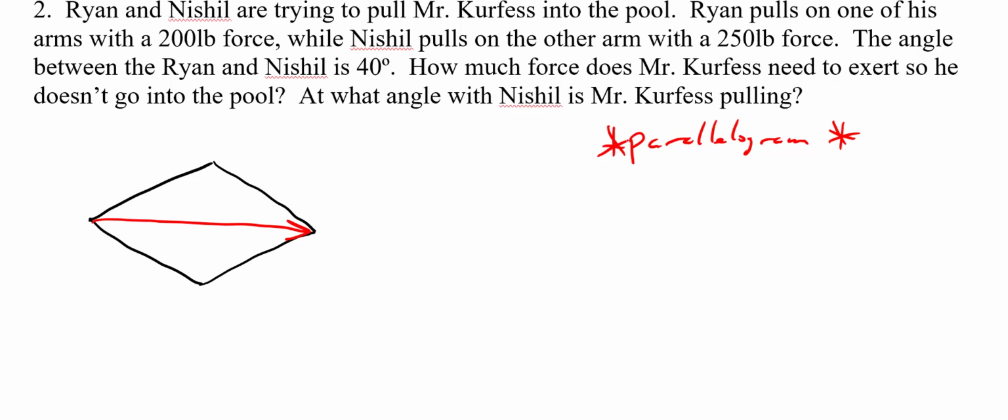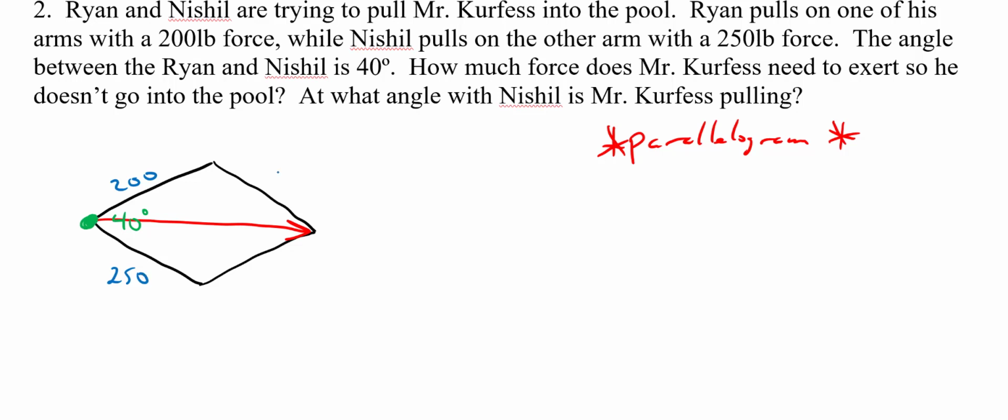Let's change the color here. This is Ryan pulling at a 200-pound force, and this is Michelle pulling at a 250-pound force. The angle between them is 40 degrees, so this angle is 40 degrees. And if you want to look at it, this is me right here. They're pulling on my arm. So you have to use your properties of parallelograms. It's really an easy problem. First of all, I need to find out how much force I'm exerting to not go in the pool. That's that red line.